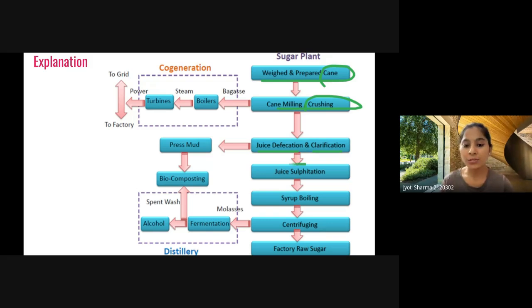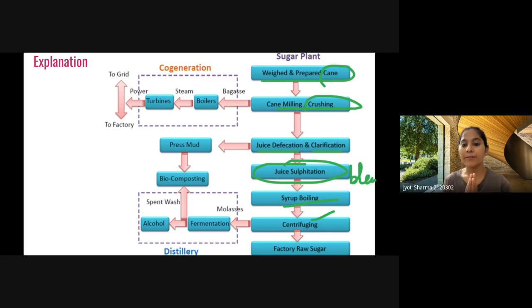Then we have juice sulfitation. This is the bleaching part. Because the sugarcane juice has a different color, but we need transparent sugar, right? So we need some bleaching agent. One bleaching agent is sulfur dioxide. So this process is juice sulfitation. Then we will boil that syrup, and then we will centrifuge, and then we will get some sugar.